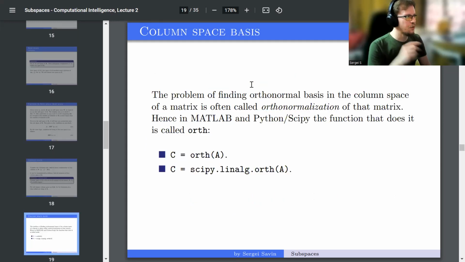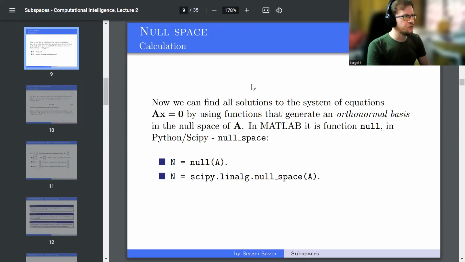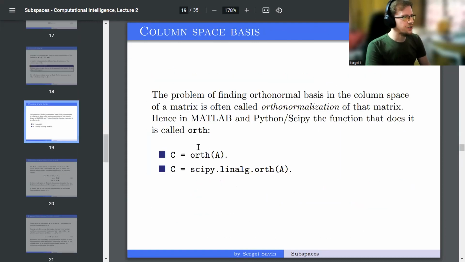Now, you remember to get an orthonormal basis in the null space, we were calling null of A. Let me just show you this again. To get an orthonormal basis in the null space, we were calling null of A. And to get an orthonormal basis in the column space, we perform what is called orthonormalization. Sounds like the best word to pronounce first thing in the morning. Orthonormalization. Interesting that we have a word for it. And hence the operation is called orth. Now, why don't we call it something like col, or column space?